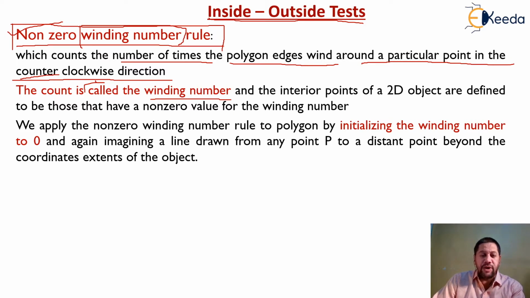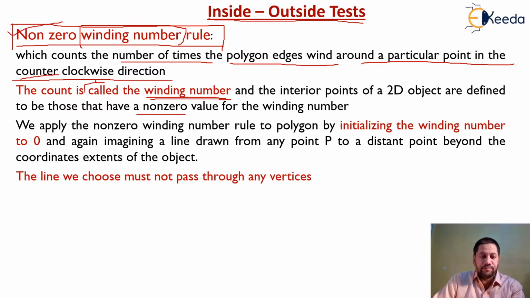After this, we have to find out whether this count, called the winding number, is a non-zero value, and then accordingly we decide. These are the steps of the non-zero winding rule. We apply the non-zero winding number rule to a polygon by initializing the winding number to 0. What is the initial value of the winding number? The initial value of the winding number is 0.